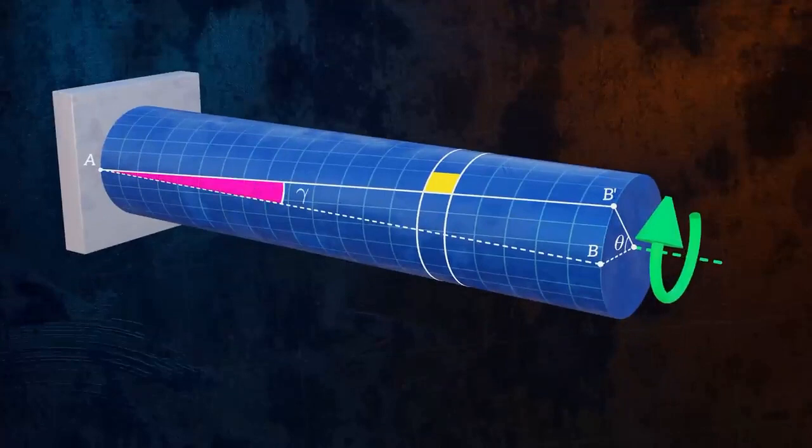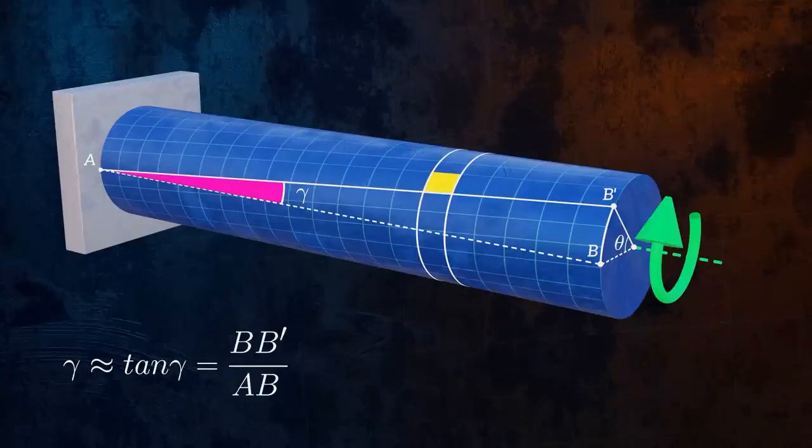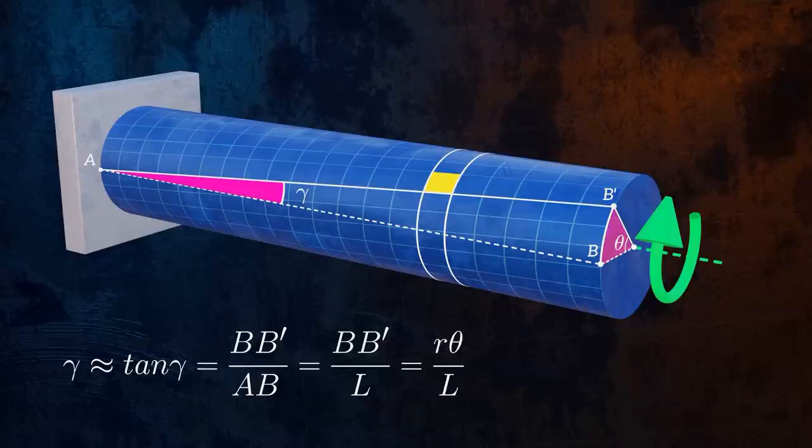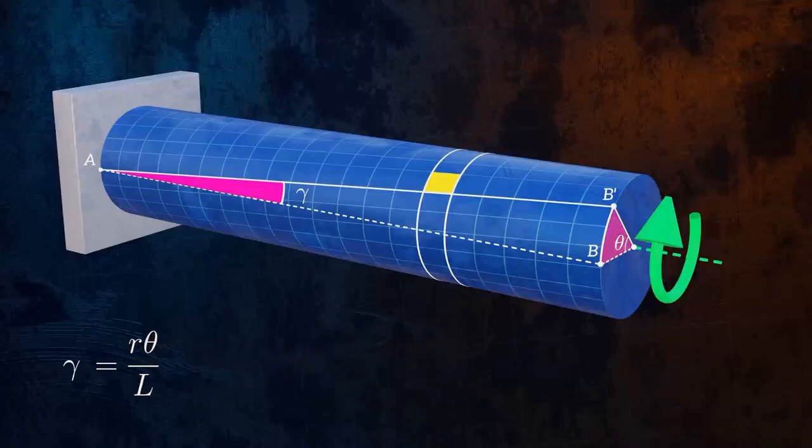We can use trigonometry to derive an equation for shear strain. For small angles, gamma will be approximately equal to the tangent of gamma, which makes it equal to the length BB' divided by the length AB. AB is the length L of the bar. We can calculate the length BB' by realizing that it is the arc length of a circle with a radius r, covering an angle equal to the angle of twist theta. So the shear strain is equal to the radius of the bar multiplied by the angle of twist divided by the length of the bar.